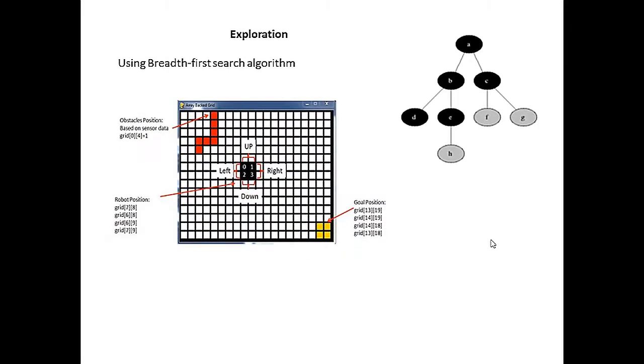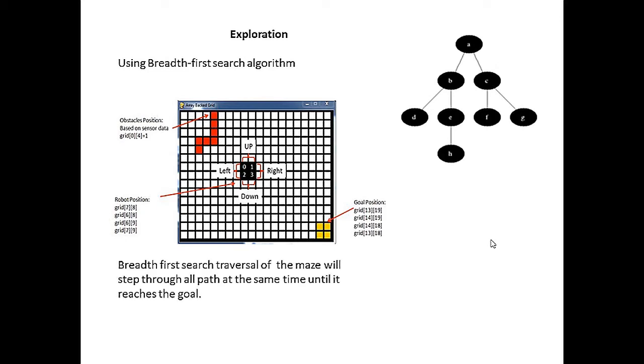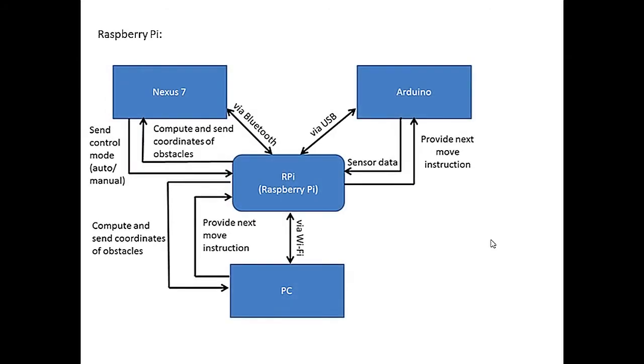So for exploration, if the robot sensor scans that there's an obstacle in front of the robot, it will turn right, otherwise if there's no obstacle, it will continue to move forward. The breadth-first search traversal of the maze will step through all the paths at the same time until it reaches the goal.